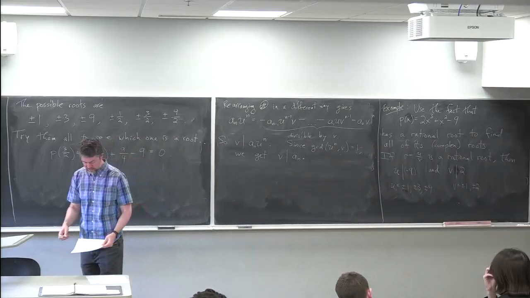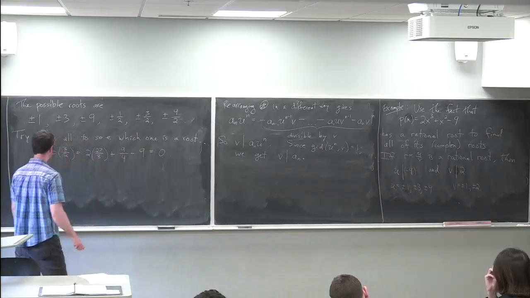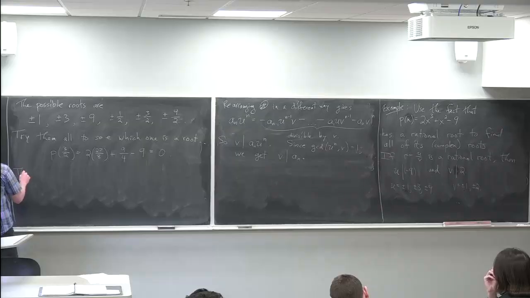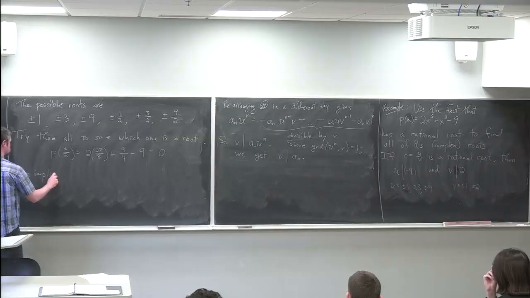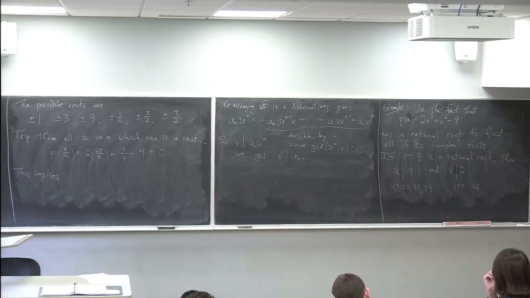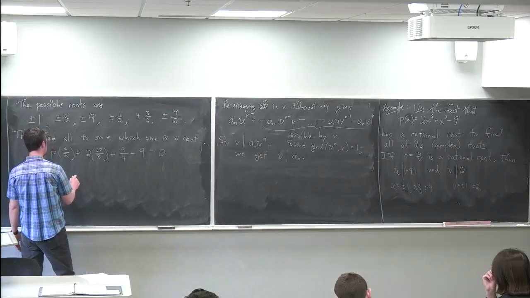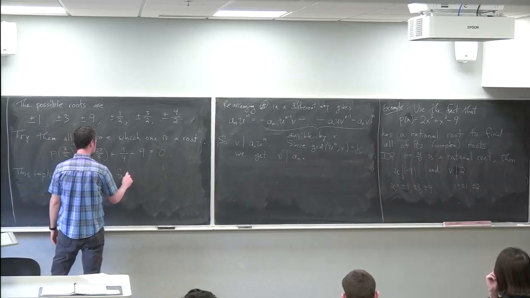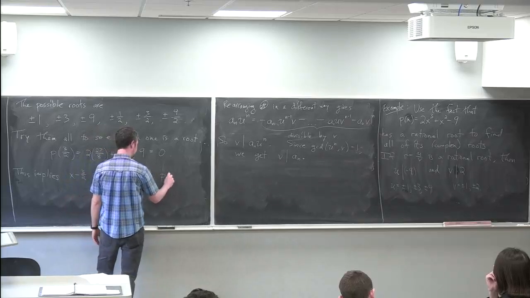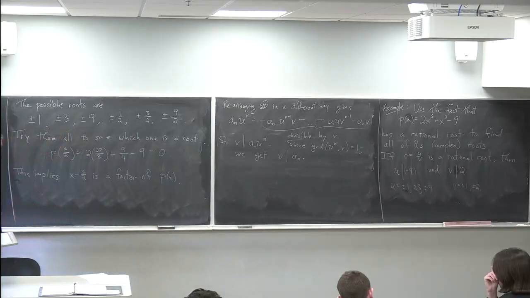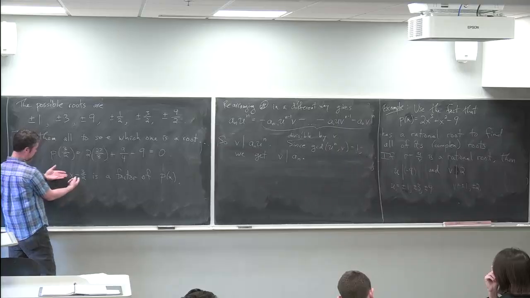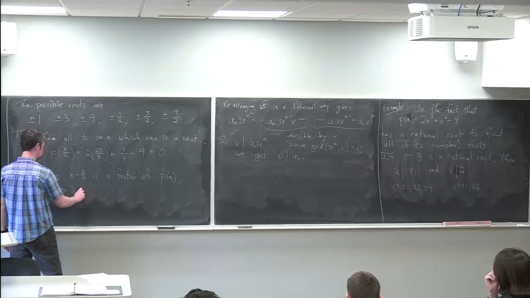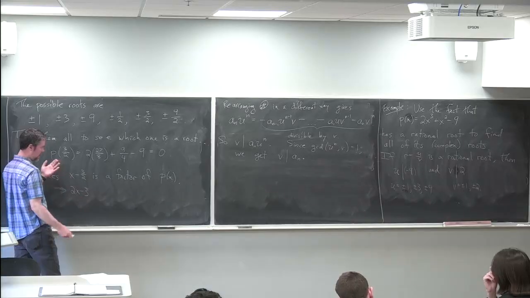So when you find it, the fact about polynomials is that if you have a number that's a root, then x minus the root is a factor of p. So x minus 3 halves is a factor of p of x. So it should be possible to factor that out. By the way, if you multiply this by 2, you get 2x minus 3. So that's also a factor.